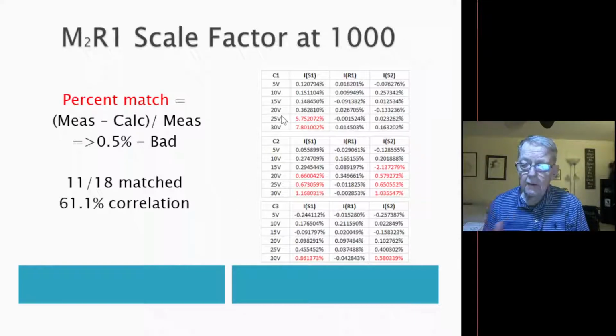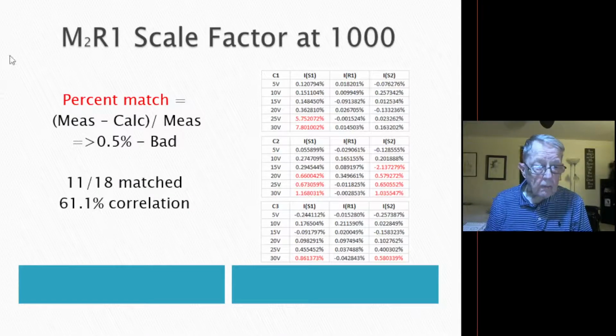Besides doing it, looking at it visually is pretty subjective. You could come up with your own conclusion as to what percentage passed and failed. So I decided to do a percent match. That is, I'm going to take the measured value, subtract the calculated value, divide it by the measured value, and see how close the values come in percent. And I'm going to say that if it's greater than or equal to 0.5%, it's bad. And so here's all the values after you do this percent match.